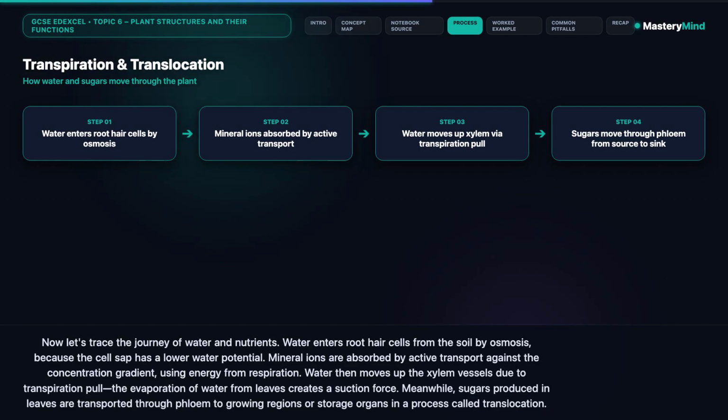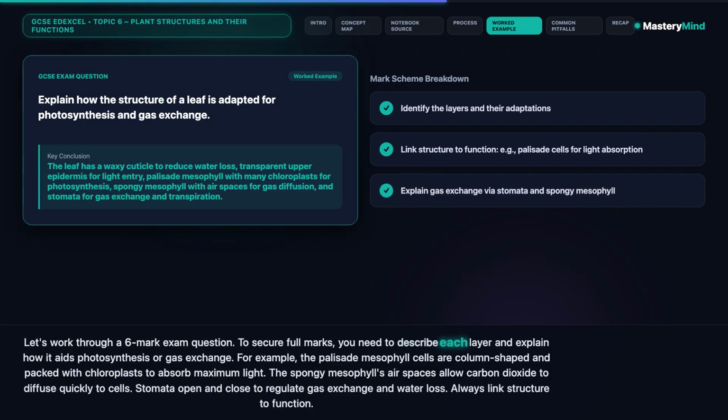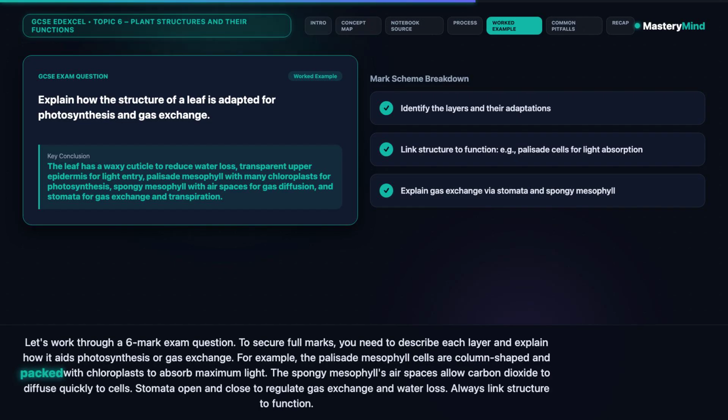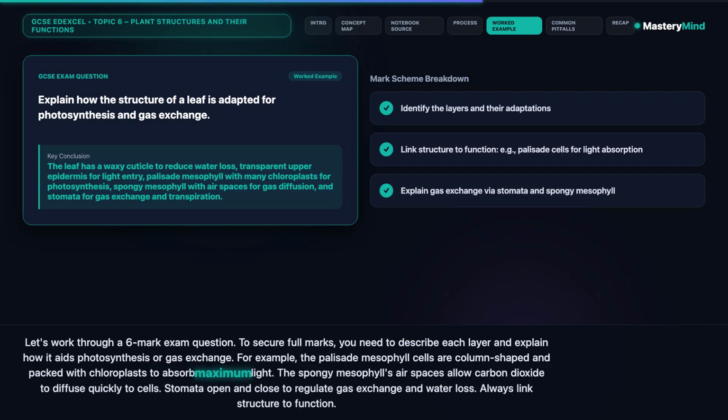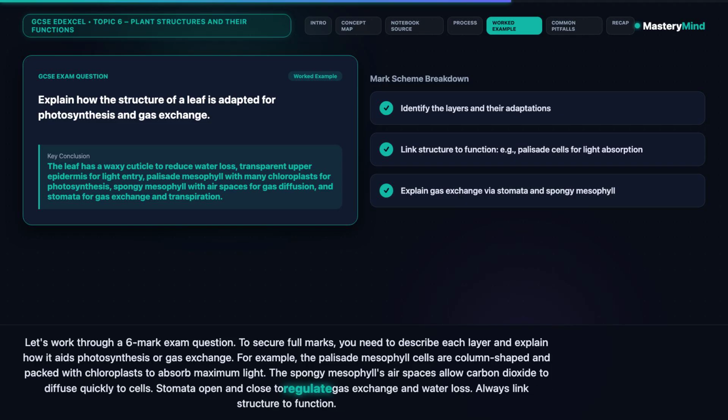Let's work through a 6-mark exam question. To secure full marks, you need to describe each layer and explain how it aids photosynthesis or gas exchange. For example, the palisade mesophyll cells are column-shaped and packed with chloroplasts to absorb maximum light. The spongy mesophyll's air spaces allow carbon dioxide to diffuse quickly to cells. Stomata open and close to regulate gas exchange and water loss. Always link structure to function.